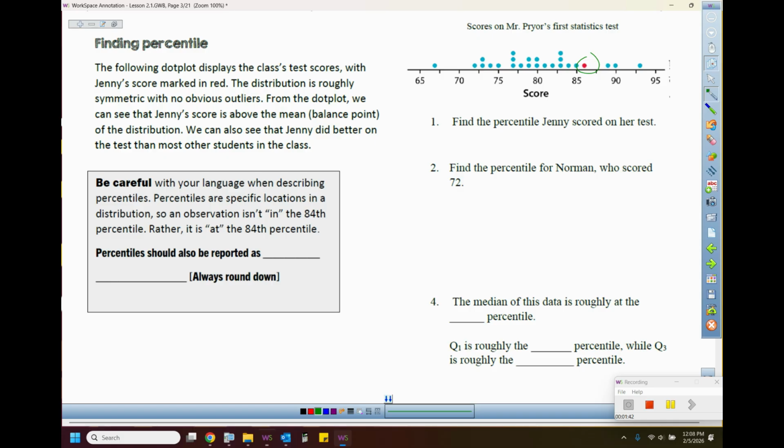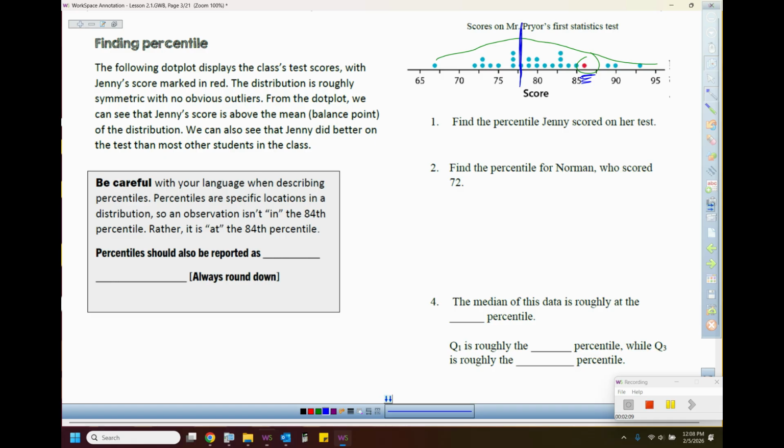It says the distribution is roughly symmetric. Are you kind of cool with that? Like if we were to make a little curve, it's basically symmetric, not perfect. It says Jenny's score is probably above the mean because when you are symmetric, the mean is like right there on the peak. So she did better than the average kid in that situation. And it says we can see that she did better than most.